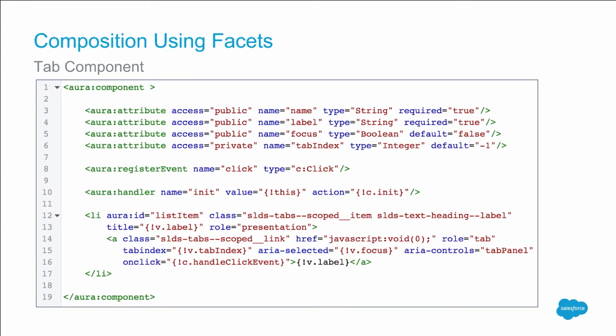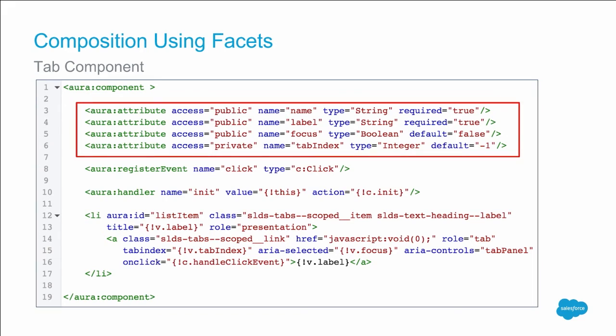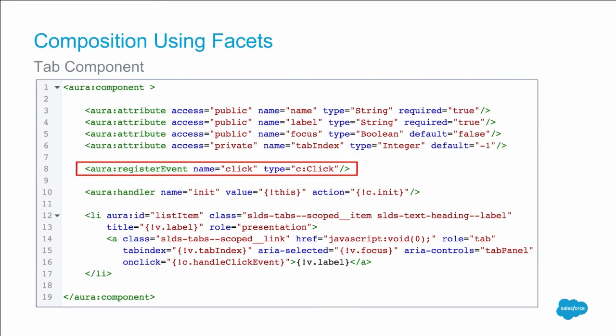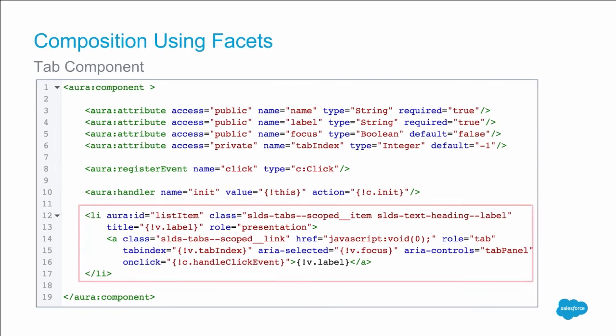We'll take a quick look at the tabs. Just skimming through this very quickly, the tab basically consists of a name, a label, whether it's in focus or not, and where it sits in terms of an index position. It can raise an event, which is a click, and the click is going to provide us with a means of controlling the focus. And then finally, this is the actual markup for the tab itself, and again it is implemented using the design system.